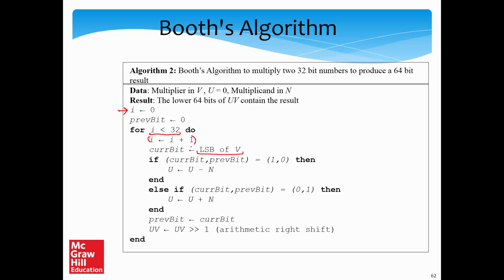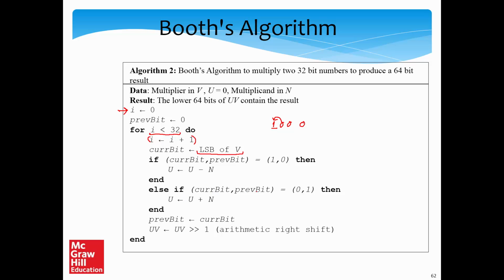So let's take a look at the tuple of the current bit and previous bit. If a run of ones is just starting in the multiplier, that is 1 and 0, so we are making a transition from 0 to 1. This is the time to do a subtraction. U is U minus N.